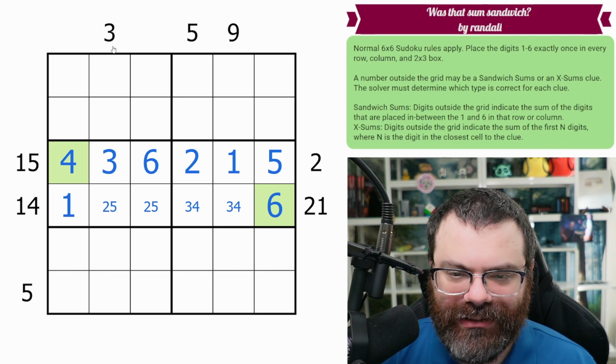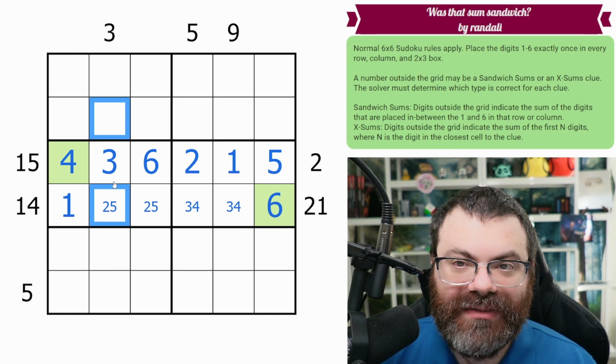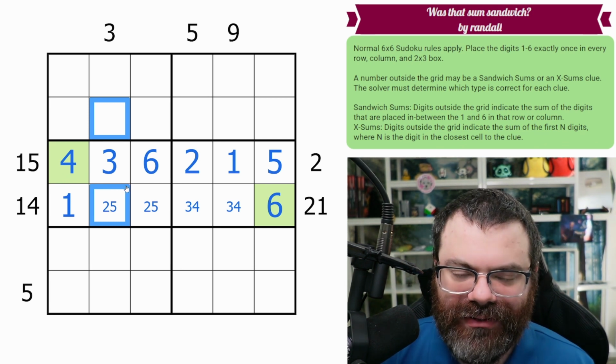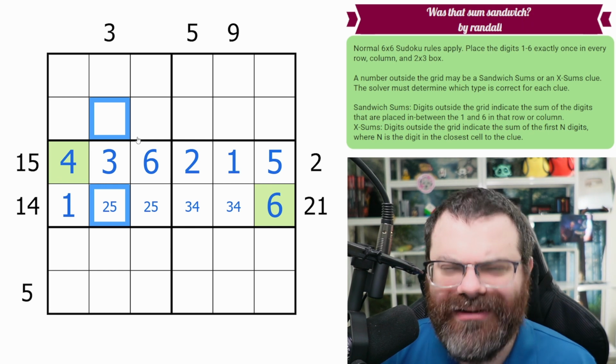Well, this 3 here, if it was a sandwich clue, it would have to be surrounding a singular 3, because we can't use the 1 as part of a sandwich sum, because the 1 is always part of the outside, the crust.